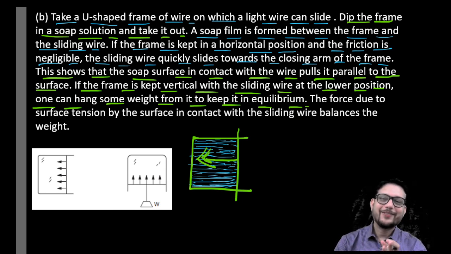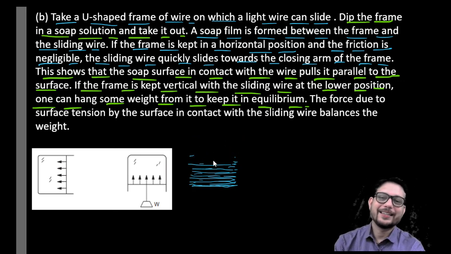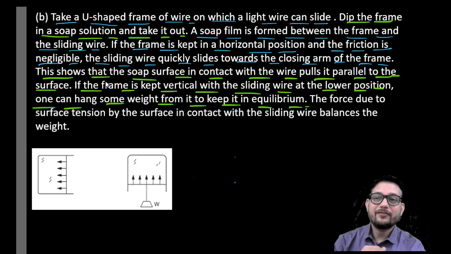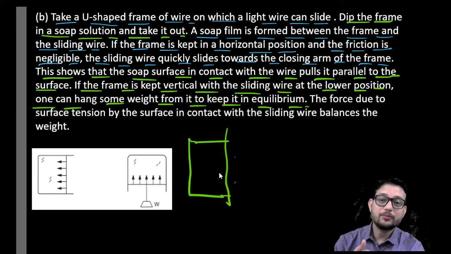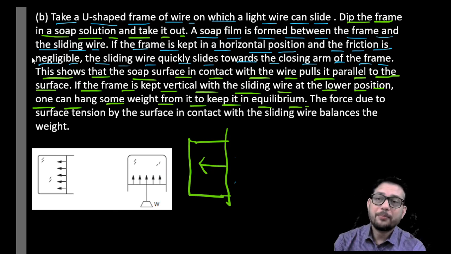So now what we are going to do, in this statement it is clearly written that we have seen that if the frame is in horizontal direction, as you see, this is your frame, this is your sliding wire, this is the horizontal position, then the wire starts to slide toward the closing end. It means it slides parallel to the surface. Okay, so what will happen if we put that frame in vertical direction, like this way?